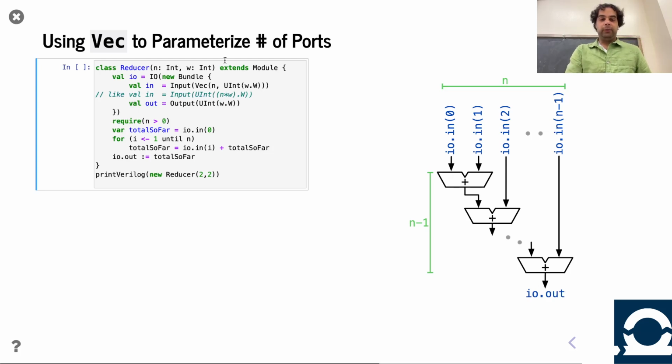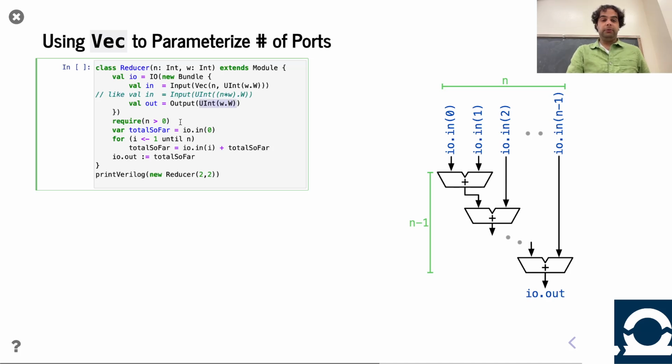and I'm also going to have n minus one adders to add them all up. So how can I go about doing this? Well, with a Vec, we can have this parameterized number of inputs to match that. Like I said, you can think of it as a Vec with n elements, and each element is a UInt of width w. That's going to be n times w bits, a lot of bits. And then the output, of course, is a single element.